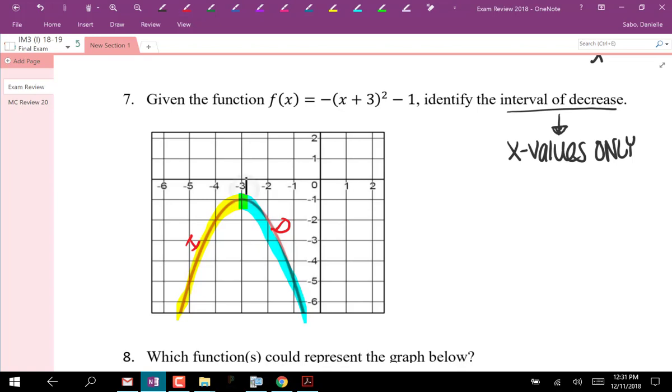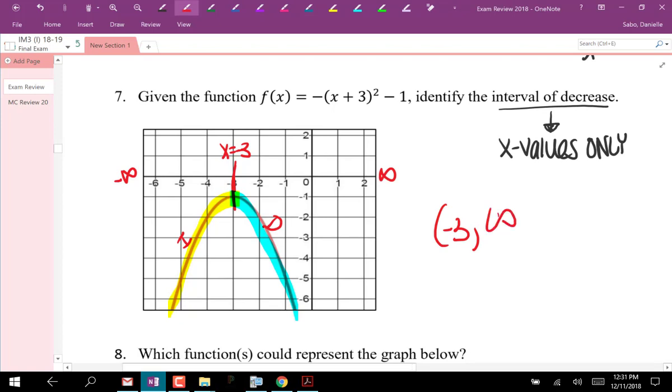And I'm going to go left to right. So I always start at negative infinity and end at positive infinity here. But I'm not decreasing until I hit what x value? Negative 3. Very good. Maybe draw a little line here. X equals negative 3 is where I'm starting. So from negative 3 to what infinity am I going to be decreasing? Positive. Very good. Because it's left to right.